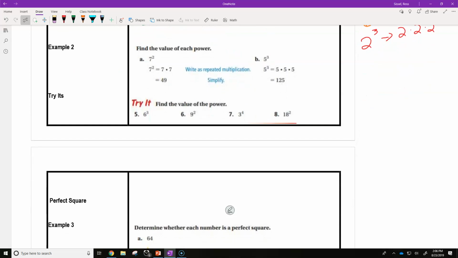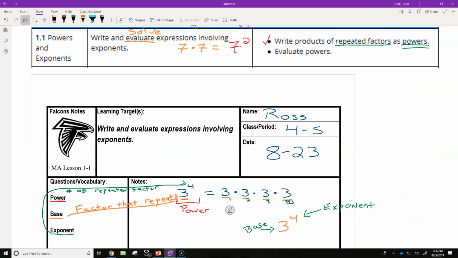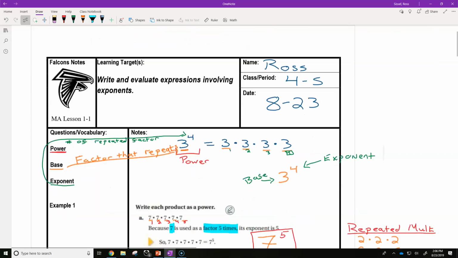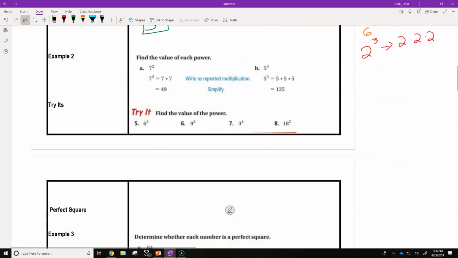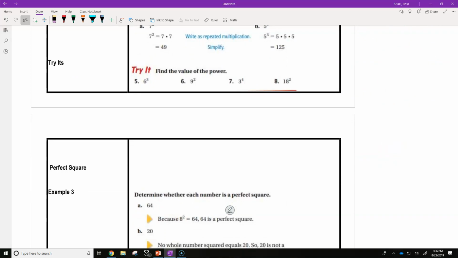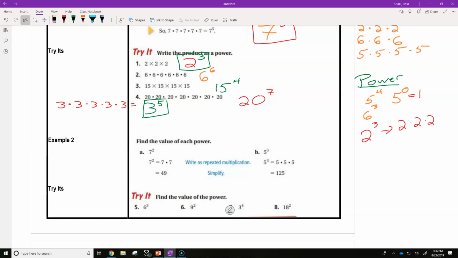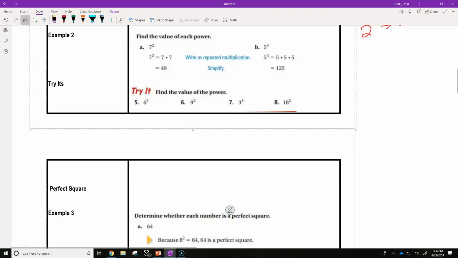Now, example 2, we're on our second criteria of success. Evaluate powers. Evaluate means to solve the powers. We remember what powers are. Powers are 5 to the 4th, 6 to the 3rd, 5 to the 0, 2 to the 3rd. Now, on your homework today, if you get example 1, 2 times 2 times 2, you don't have to show any work. You can just put your answer, 2 to the 3rd. 15 times 15 times 15 times 15, you can just put 15 to the 4th. Okay?